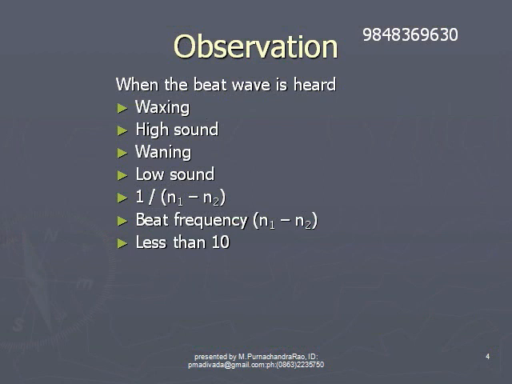Here, when we say a beat wave, we have to imagine that it is composed of a waxing and a waning. A beat wave is composed of a waxing and a waning. And the beats can be recognized only when the beat frequency is less than 10. If the beat frequency is more than 10, we cannot recognize it with our ear.